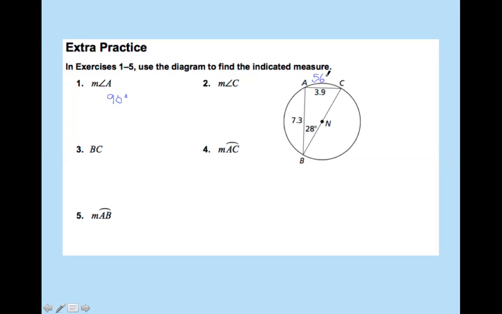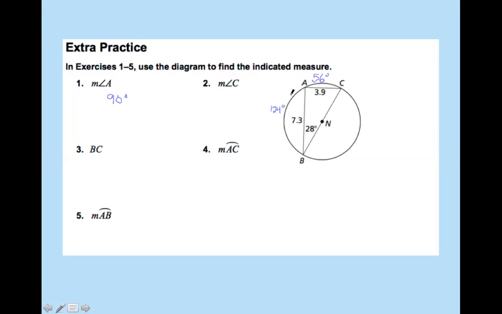I'll just put that right here. Now it helps me figure out the measure of angle C. Again, I have a diameter, which means this entire arc here would have to be 180 degrees. It's a semicircle. So to figure out the measure of angle C, I can use the fact that this entire arc is 180. I can subtract 56 from it to figure out arc AB. So I'm going to do 180 minus 56. And that means this arc right here has to be 124 degrees. I'll write that down.